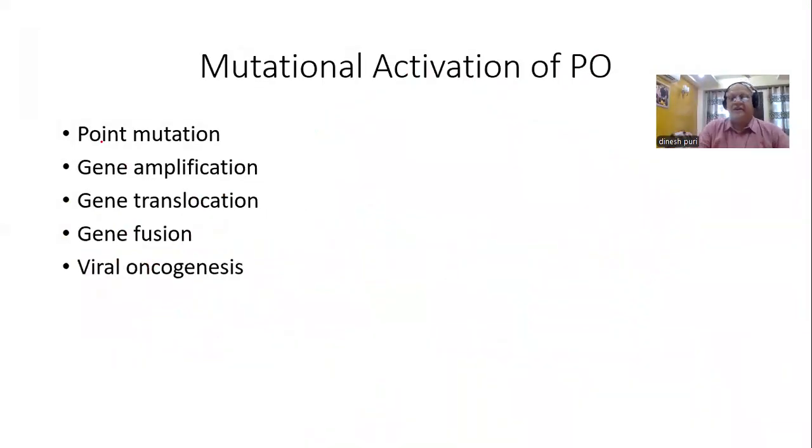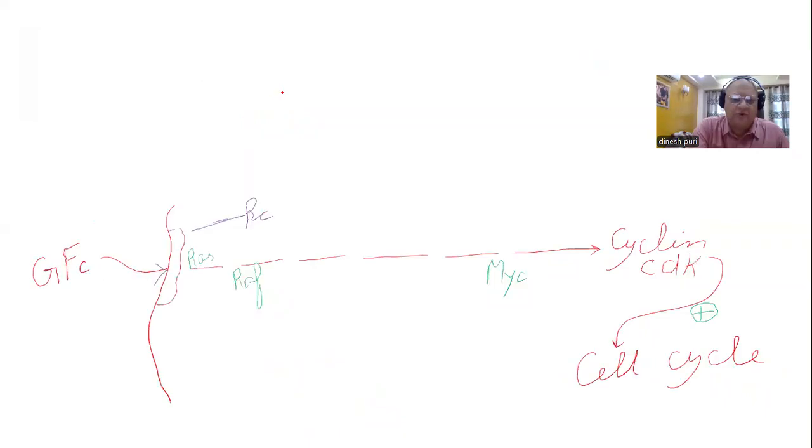So how does mutational activation occur? The first one we have already considered, point mutation. Point mutation in any of the links, RAS, REF, etc. It happens in RAS also. I have told you about REF. Now let me talk about RAS a bit. RAS actually is a G protein. So all of you know about this G protein. You have come across the G protein when you were studying hormones.